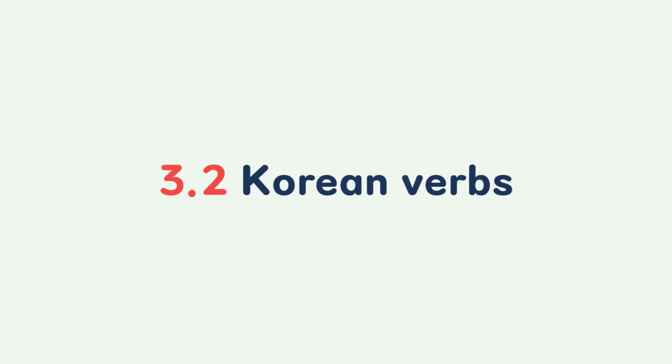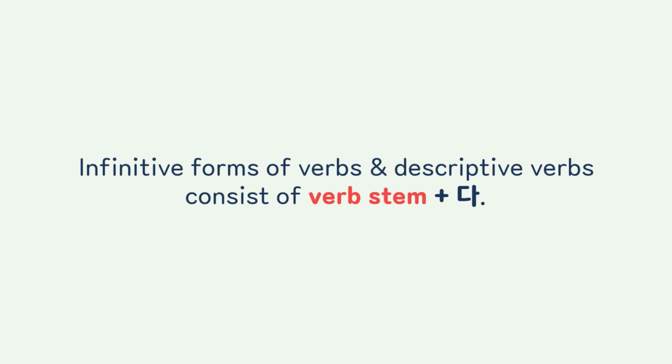Hi there. So in this lesson, we're going to take a look at the overview of Korean verbs. The infinitive forms of all Korean verbs and descriptive verbs, which function like adjectives, consist of the verb stem and 다. Here are some examples. 알다, to know. 자다, to sleep. 나쁘다, to be bad. 좋다, to be good. The red parts indicate the verb stem.